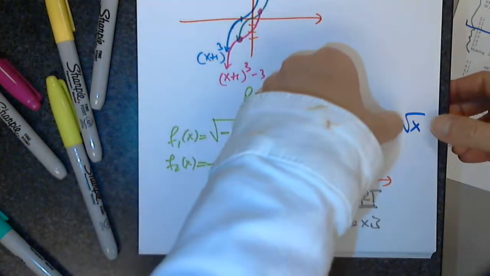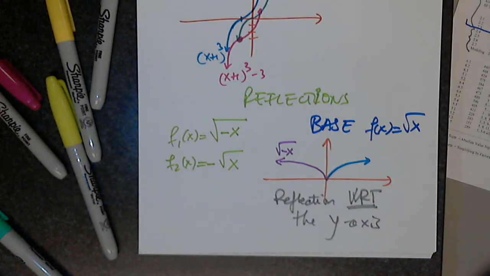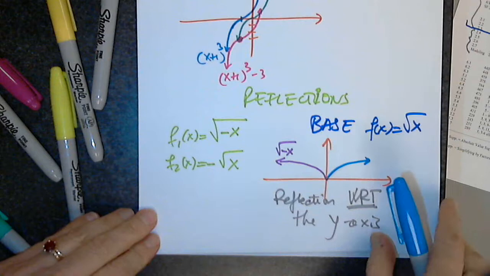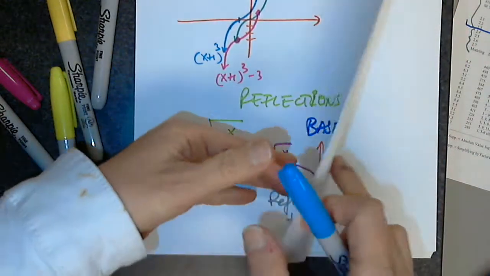Can anyone look at this and say, you are not changing x now. You are changing, yes, because the sign is outside. The sign doesn't touch x. So what I'm changing is y. When I change positive y into negative y, or negative y into positive y, what am I doing to this graph? Exactly. Reflection with respect to the x-axis.